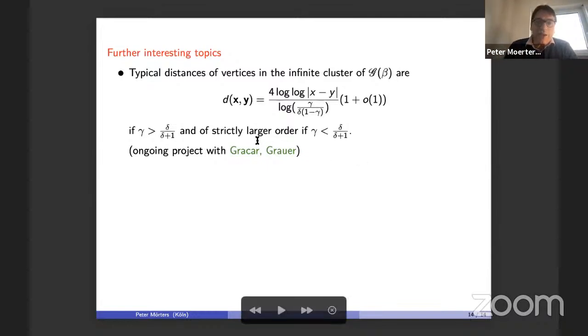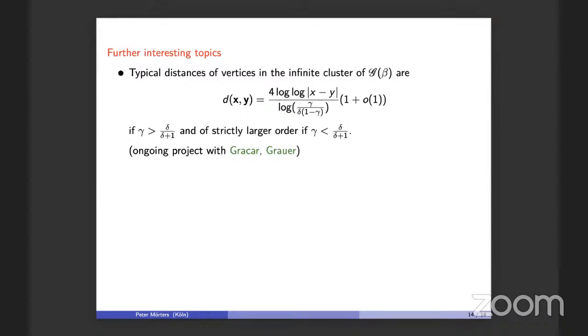And again, there's a qualitative change in the behavior depending on whether gamma is bigger or smaller than delta over delta plus 1. If gamma is bigger than delta over delta plus 1, we have a limit theorem for the distance of two points x and y at large distance in R^d, namely the distance is 4 log, so it's ultra small, log of the Euclidean distance times a constant that depends just on gamma and delta. And if gamma is less than delta over delta plus 1, it's of strictly larger order. In fact, we get a lower bound.